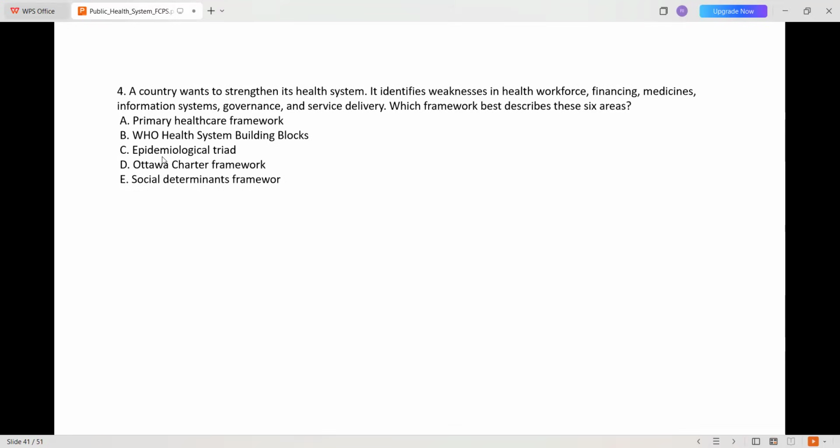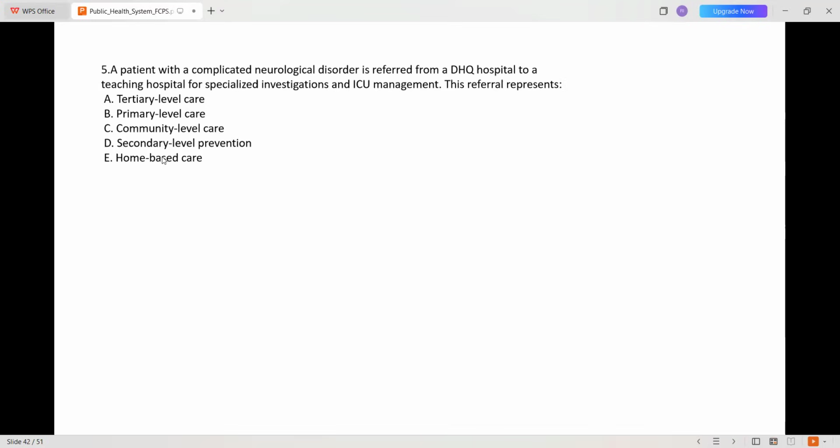MCQ number 4. A country wants to strengthen its health system. It identifies weaknesses in health workforce, financing, medicines, information system, governance, and health service delivery. Which framework best describes these six areas? A, primary healthcare framework, B, WHO system building blocks, C, epidemiological triad, D, Ottawa Charter framework, E, social determinants framework. B is the right option, the WHO health system building blocks.